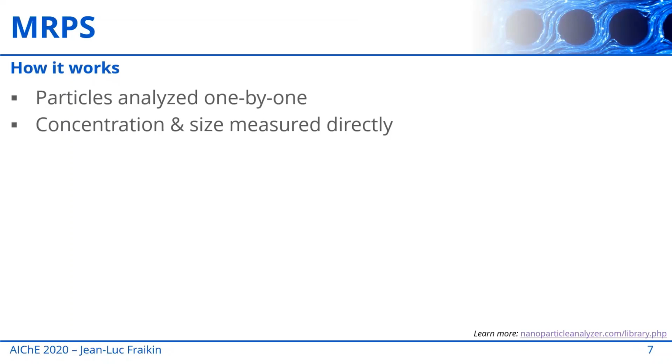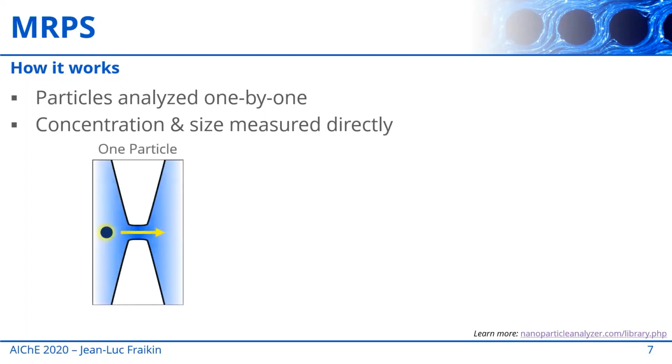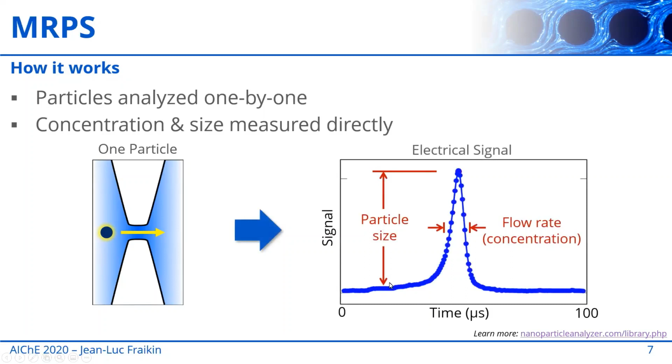So MRPS counts particles one by one and measures the concentration of them very directly. The way it works is we take the sample and we flow the particles through in a liquid through a bottleneck, a constriction. And every time one goes through, we get an electrical signal that looks like this. This is real data showing the measurement of one particle over time. You can see it's quite a short time scale.